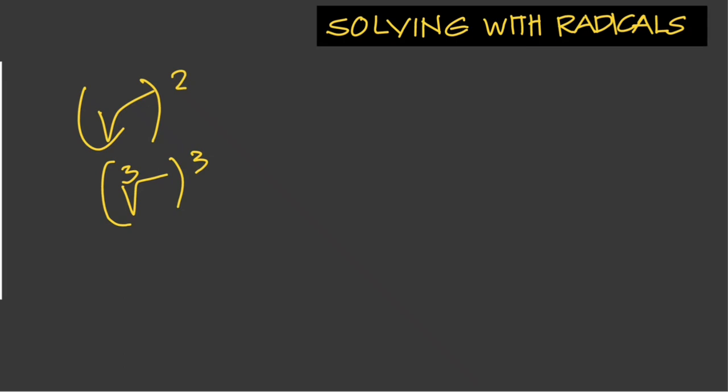This will only happen if the index on the root is even, and it will not happen all the time. So for these problems, it will be required that we check our answer in the original problem. If a value does not work, then it is called an extraneous solution and not included in the final solution. An extraneous solution is a solution that emerges from the process of solving the problem, but it is not a valid solution.